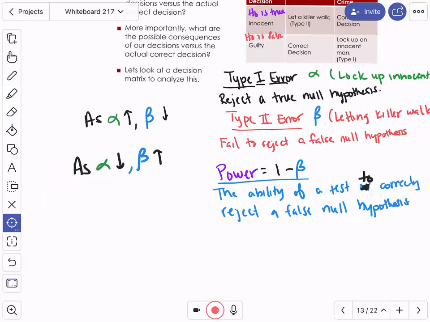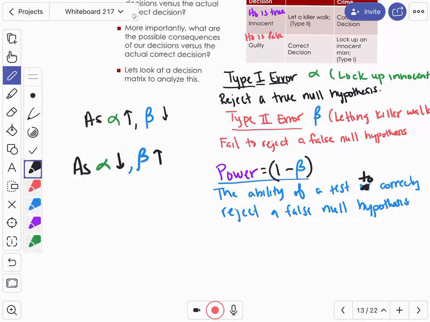Well, how do I bring beta down? I have to increase alpha. Bringing beta down, because what happens is this will be 1 minus some really small number. It'll make for a large percentage. You can think of this as being a percent, by the way. We don't ever really calculate power, but you can think of it being a percent. The higher the percentage, the better your power is.